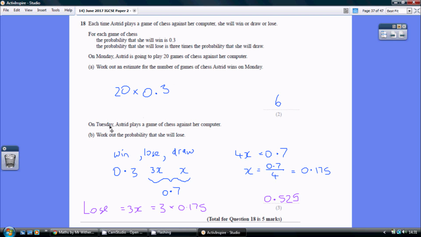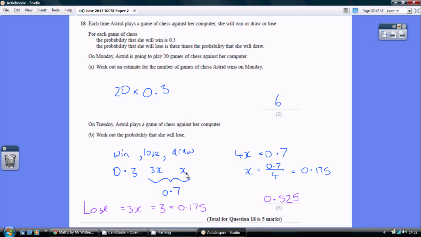Now, for part B, we're being asked to work out the probability she will lose, and we know the probability she will lose is 3 times greater than the probability she will draw. So this is a bit tricky, so bear with me. You can either win, lose, or draw. We know the probability of winning is 0.3. So the probability of either losing or drawing is 0.7. So then we know these two together add up to 0.7.